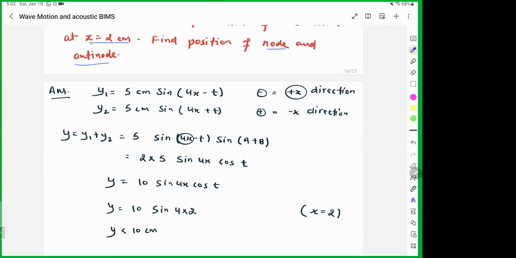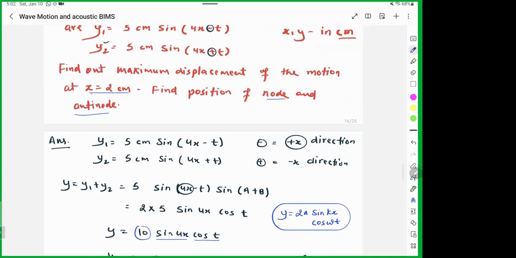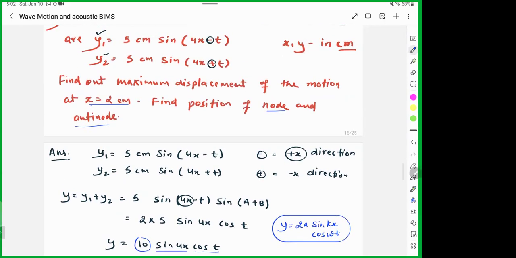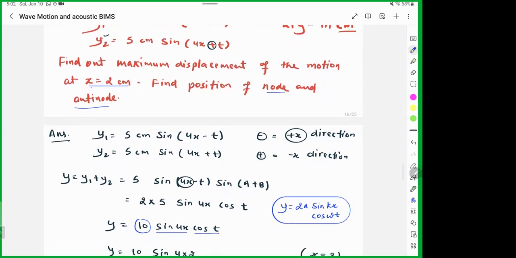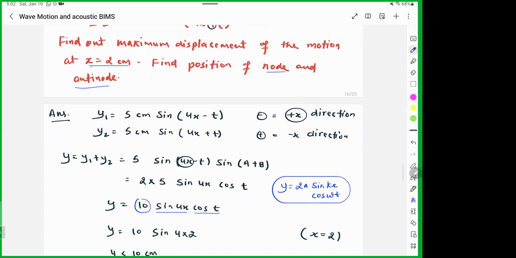It will be the same formula, 2a sin kx and cos omega t. This is the formula. No need to write anything. Just direct, 2a sin kx and cos omega t. According to the question, you can understand what your k value is. K value is 4 and omega value is 1 because it is not given. If you put it, you can calculate the value.